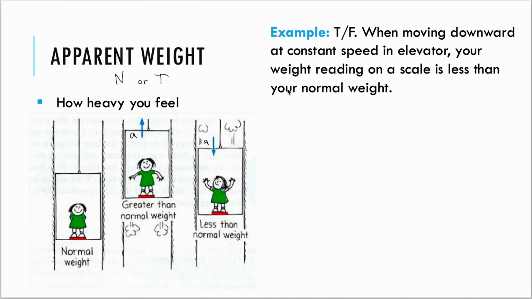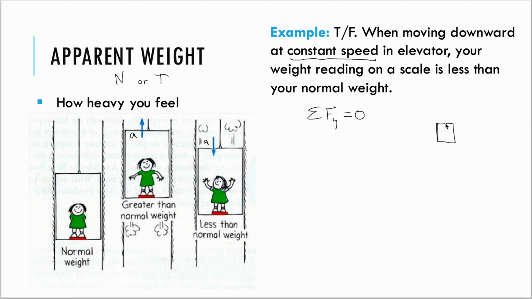Let's look at an example. True or false? When moving downward at a constant speed in an elevator, your weight reading on a scale is less than your normal weight. So you might think, oh, well, we just said that when you're accelerating downward, you're less than your normal weight. But read the words carefully. It says that you're moving downward at a constant speed. Assuming in a straight line, that means you are going at a constant velocity. That means you think equilibrium in your head, and you know the forces are actually going to balance.